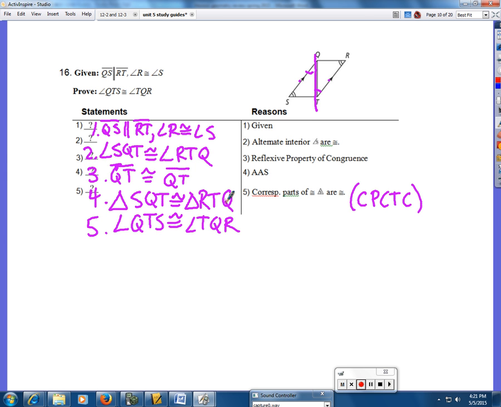Okay, so if you can at least get to number 4, not worrying about the CPCTC, that's enough to be able to do the test. And the test is going to be even less information to fill in. So don't panic if you didn't get all of that. If you can at least get alternate interior angles and reflexive property and know your congruencies, you'll be all right.